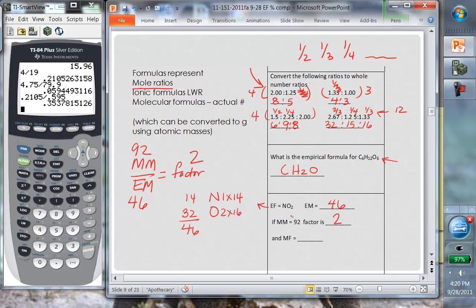This 2 will be multiplied times the subscripts. So the actual molecular formula here is N2O4. It's twice as big as the empirical formula. And this is how we're going to be able to go from mass percentages to formulas, at least empirical formulas, and maybe molecular formulas. Remember, if it is an ionic compound, we will probably stick with empirical formulas because ionic compounds are merely ratios.